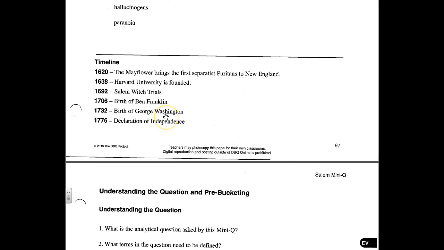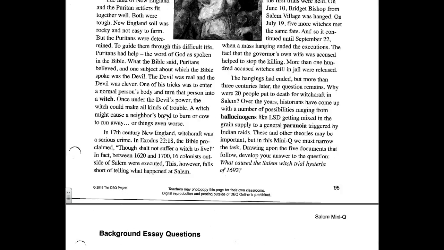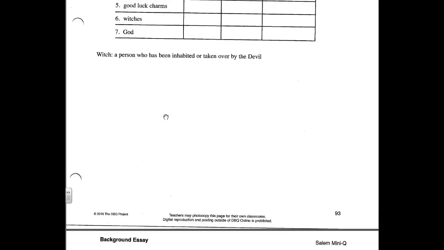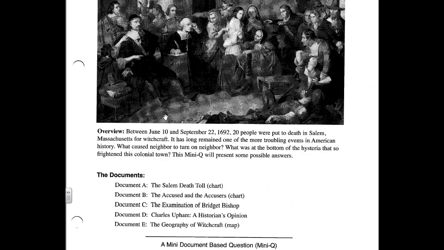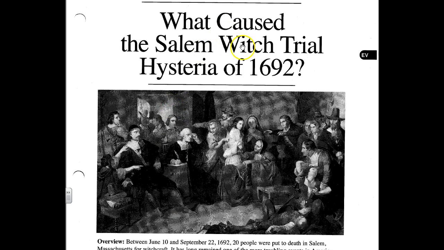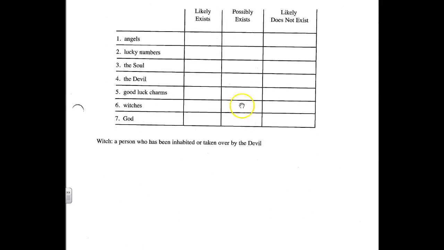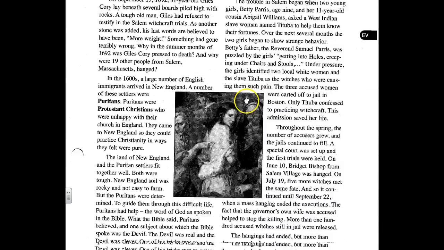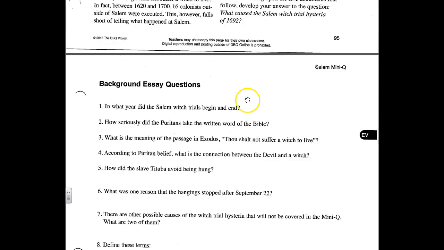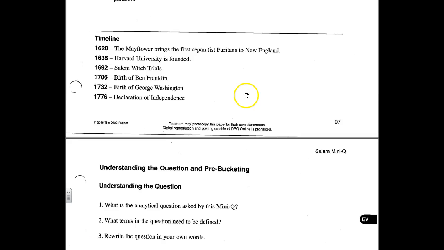Now let's take a look back at the front page of the Mini-Q. The front page of your Mini-Q is going to be on page number 91. What caused the Salem witch trial hysteria of 1692? And question two in the understanding of the question is asking you which of these terms, if any, need to be defined. And clearly, probably the toughest word on there, the word that we are probably least familiar with as 7th graders, is probably hysteria.